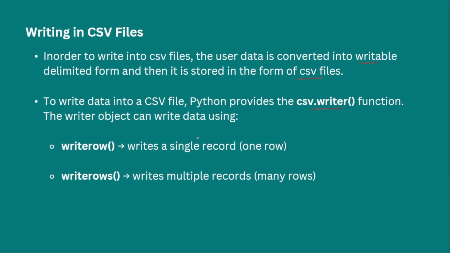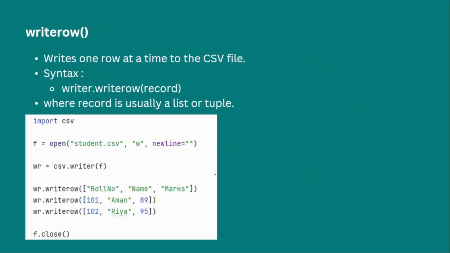The writer function can write data using writerow and writerows. writerow writes a single record, one row, and writerows writes multiple records, many rows. Here we are making use of writerow, which writes one row at a time to the CSV file. So we have writer.writerow(record), where record is usually a list or a tuple.